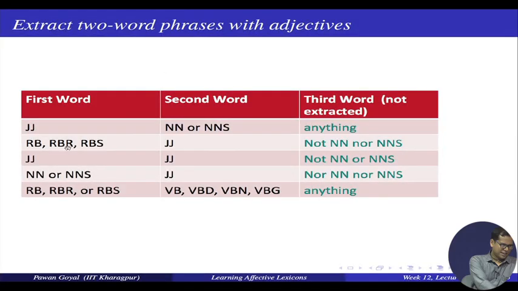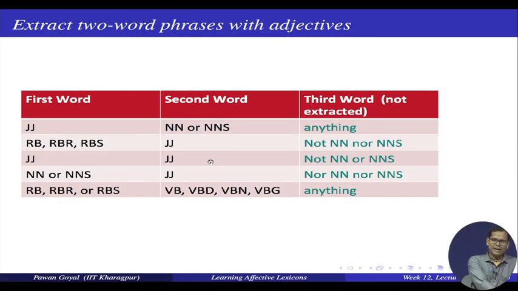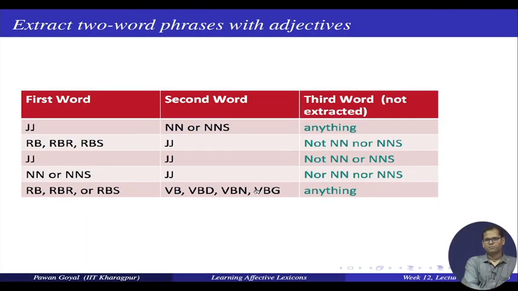Like that, they built other rules. If the first word is an adverb, the second word is an adjective, and the third word is not a noun or NNS, they will take it in their phrasal lexicon. Similarly, if both the first and second words are adjectives and the third word is not NN or NNS, they will take it. If the first word is NN or NNS, the second word is an adjective, and the next word is not NN or NNS, again they will take it in their phrasal lexicon. And they had another rule for an adjective and a verb. So whatever phrases, or conjunctive words, in my lexicon were following these regular expressions defined over part-of-speech tags, they took that in their phrasal lexicon.